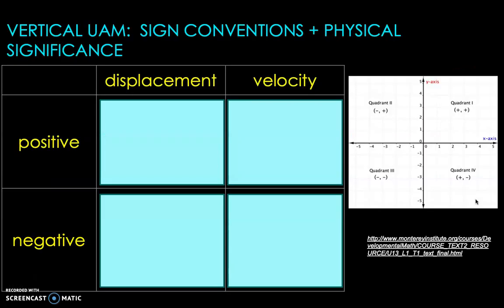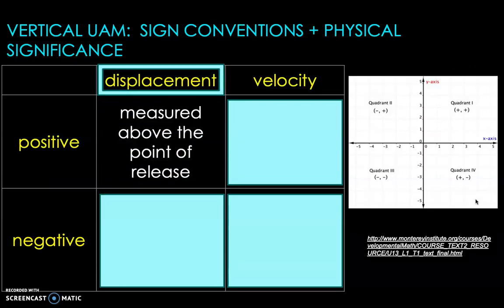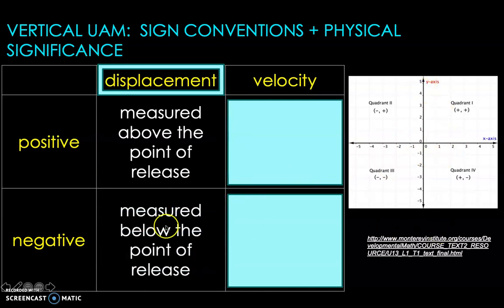Now for the sign conventions, displacement is positive if you measure it above the point of release. So all you need to do is remember the Cartesian coordinate system and take note that above the point of release, or above the origin, everything is positive, right? And if you measure the displacement below the point of release, it would be negative, because in the Cartesian plane, the negative values are below the origin or the starting point.